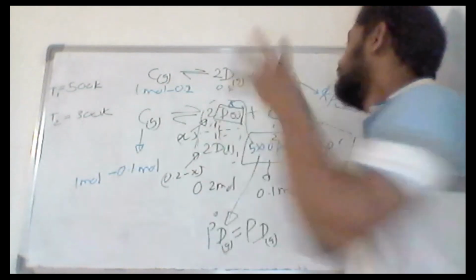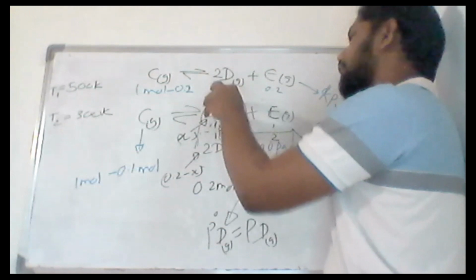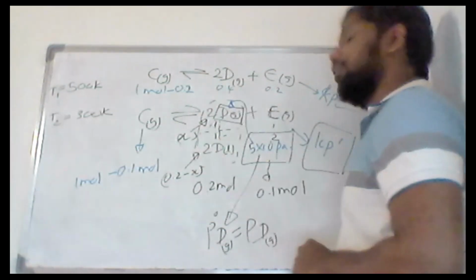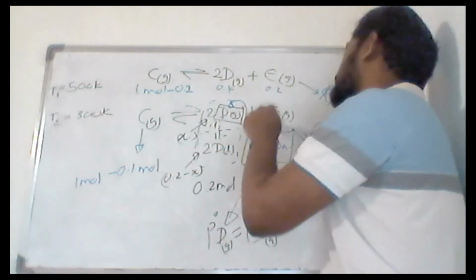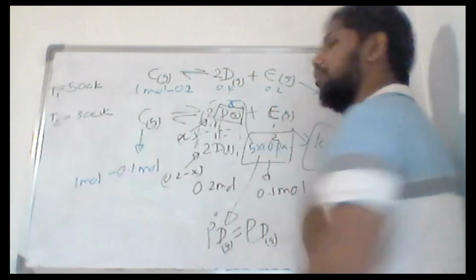Okay. Then there is no problem in applying the Kp equation for this D. But the problem arises for this. Why?